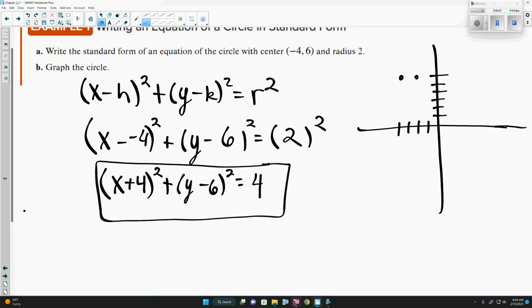If we were doing this by hand, we would go right 2. We would go left 2. We would go up 2. We would go down 2, and just connect all those points. We have the circle. And that's it.